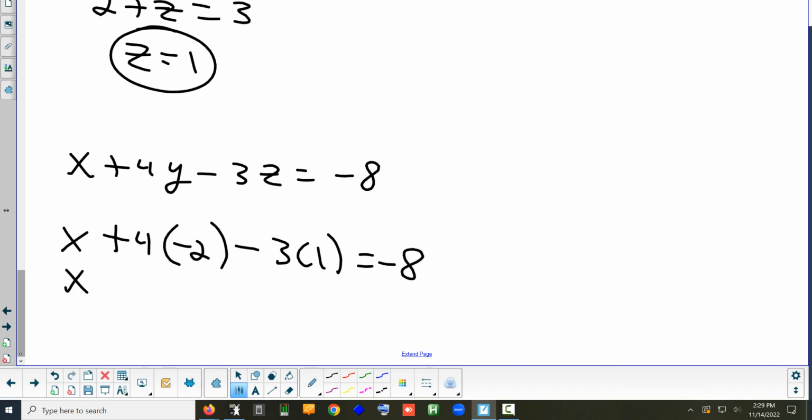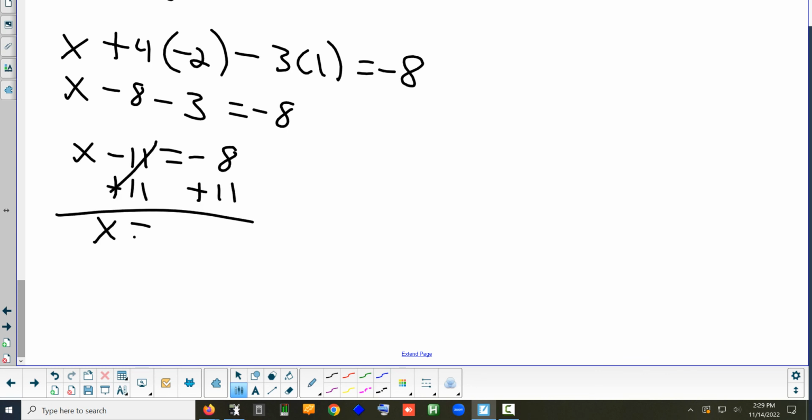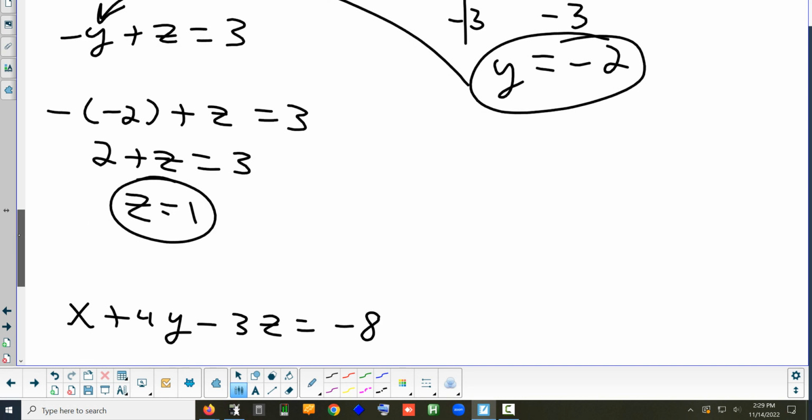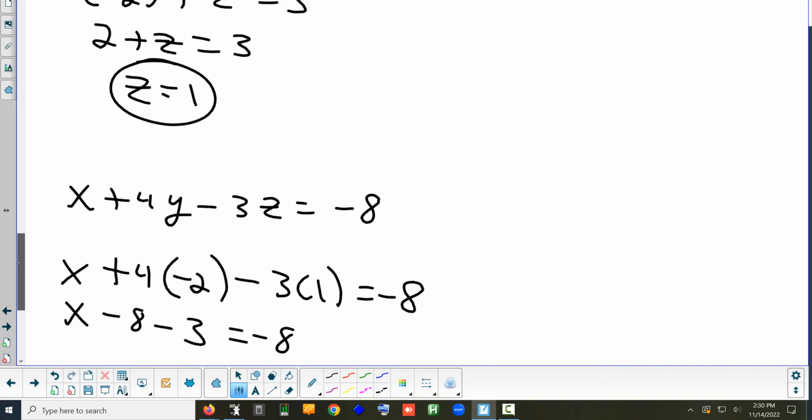Okay, 4 times negative 2. Negative 8. Minus 3 times 1. Well, that's 3. What's negative 8 minus 3? Negative 11. Add 11. And negative 8 plus 11? 3. There you go. So, x is 3, y is negative 2, z is 1.